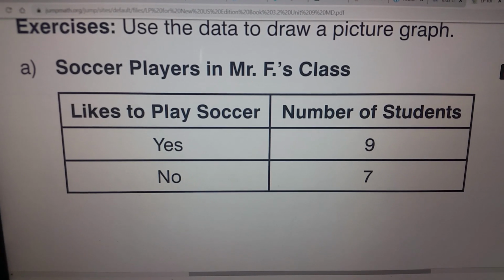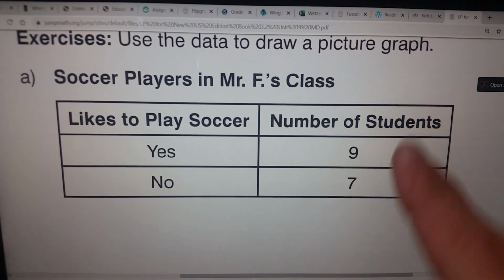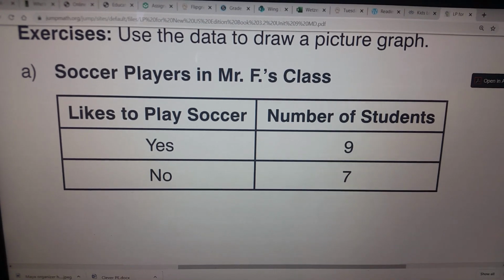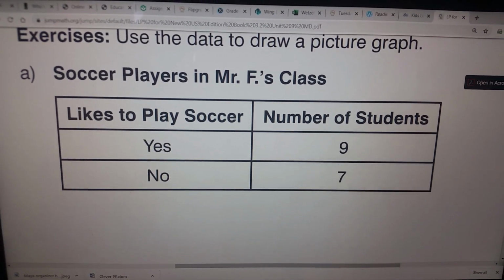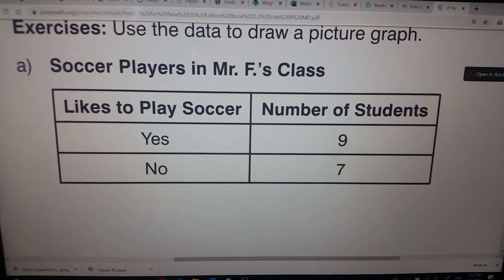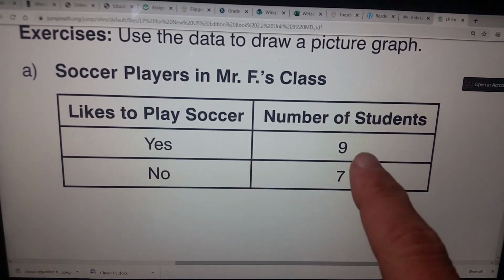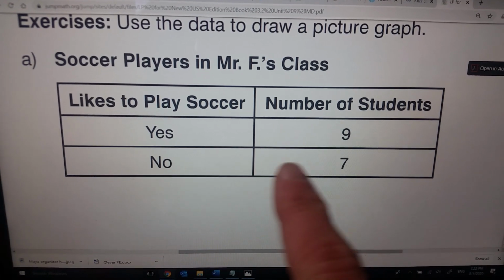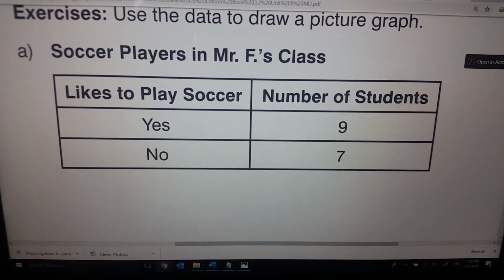We can also use data that's in a table like this to draw a graph. Here's our exercises, but we're going to do letter A together. Letter A says soccer players in Mr. F's class. Likes to play soccer? Yes. 9 students said yes, they like to play soccer. No, they don't like to play soccer. 7 students said no, they don't like to play soccer.